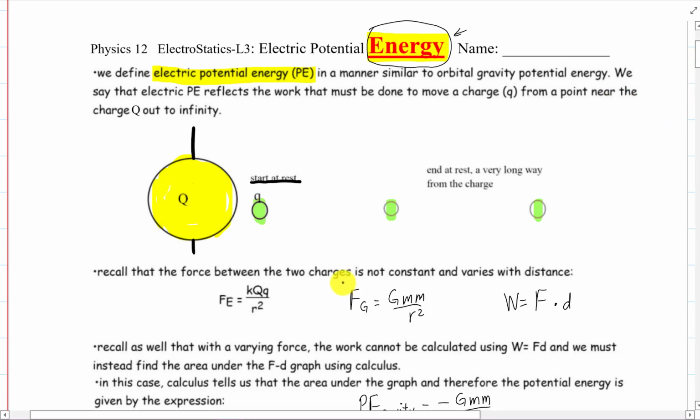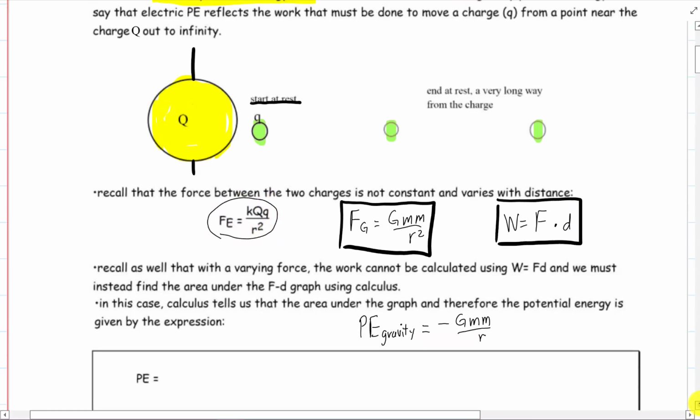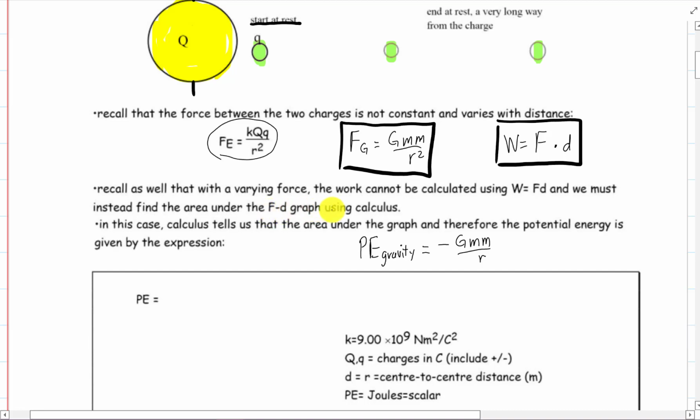Now remember, in gravity, we had a force that was an inverse square relationship, and when we tried to find the work, we had to actually graph it out and get the area underneath that to get the formula. So that's going to be very similar to electrostatics because the formula is the same in inverse square. We had to get the area under the work force distance graph, and we ended up with potential energy is equal to negative GMm over r. Negative, we set the potential energy to be 0 at infinity.